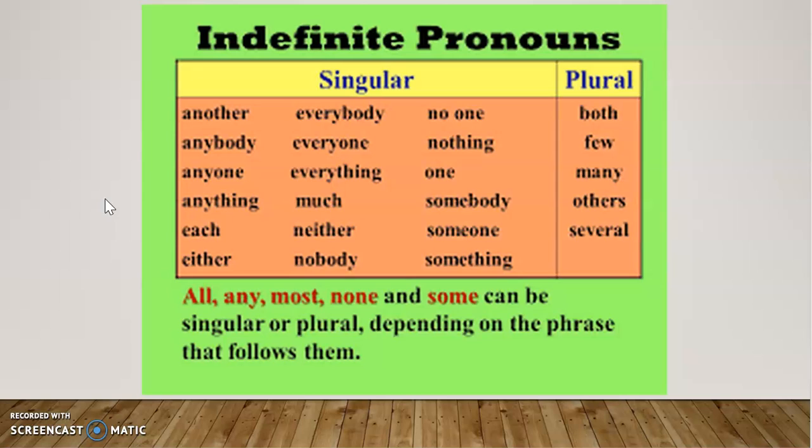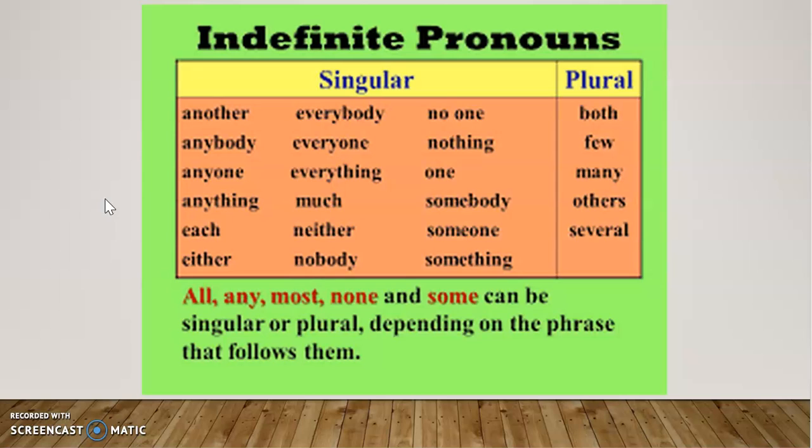Another, anybody, anyone, anything, each, either, everybody, everyone, everything, much, neither, nobody, no one, nothing, one, somebody, someone, something. Those are all singular indefinite pronouns. However, sometimes you have to be careful when pairing them because they may seem like they are plural. They may sound like they're plural in writing.